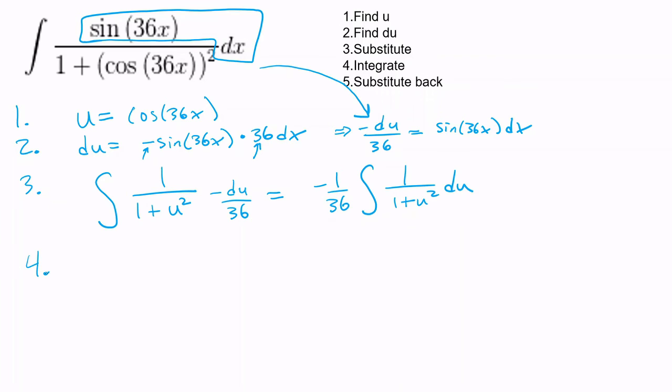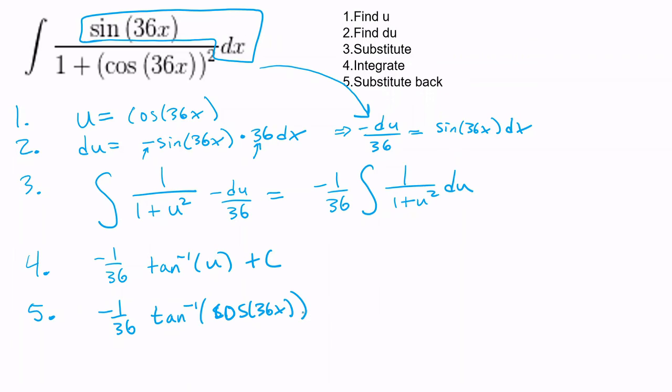Okay, so this is just one we have to remember. The antiderivative of 1 over 1 plus u squared, or if in your brain it's helpful to remember to put it into x's right now just to think about it, should register as arctan, or tan inverse. Alright, and then we substitute back. Tan inverse of cosine 36x plus c.